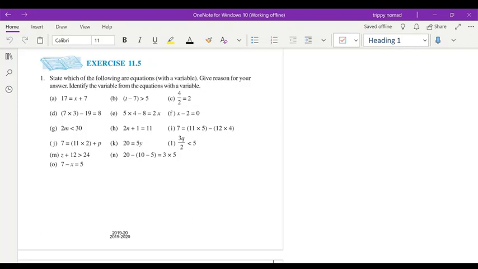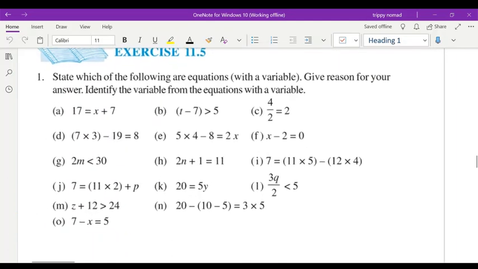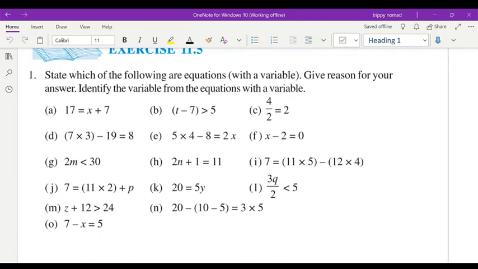Today we are going to start 11.4. I explained you the 11.5 exercise. First question: state which of the following are equations with a variable. Give reason for your answer. Identify the variable from the equations with a variable.